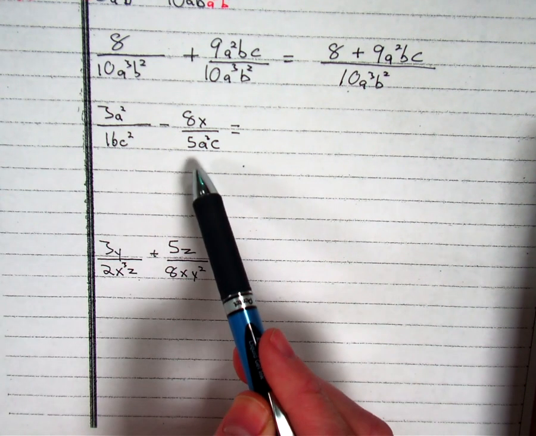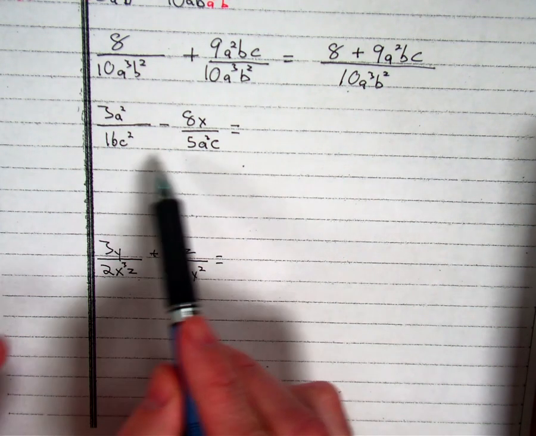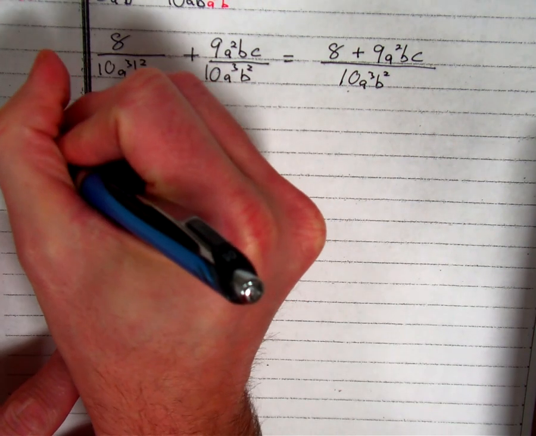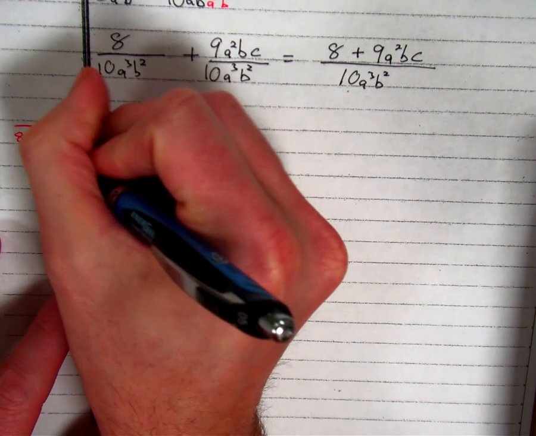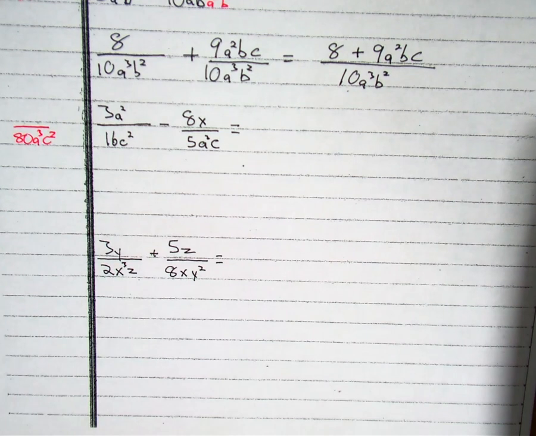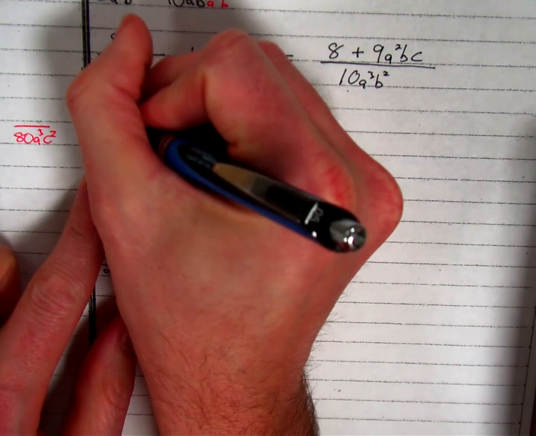16c squared over 5a to the third c. So 16 and 5, the least common multiple, the first number that they both go into is going to be 80. They both have a c. C squared is the biggest. And then this one has an a, so we'll need a to the third as well. So our goal is to make the denominators be 80, a to the third, c to the second. So what would we need to do to the first one? Well, to get to 80, we're going to have to go times 5.